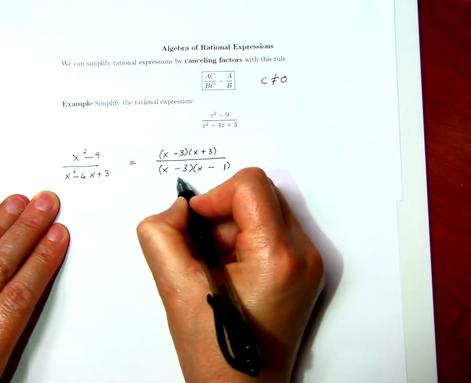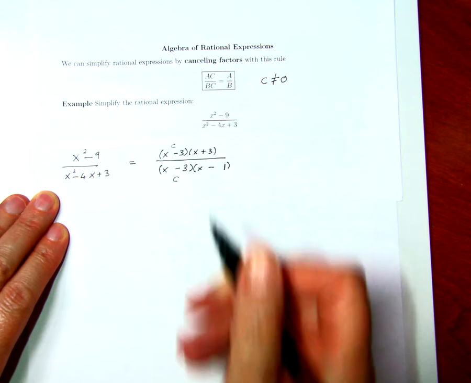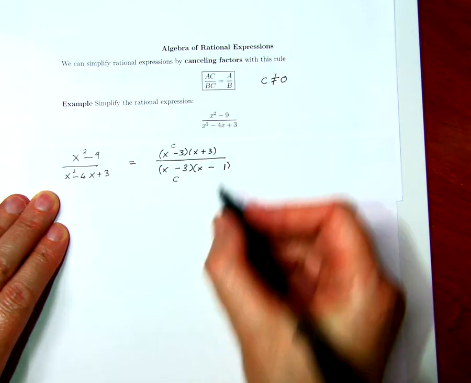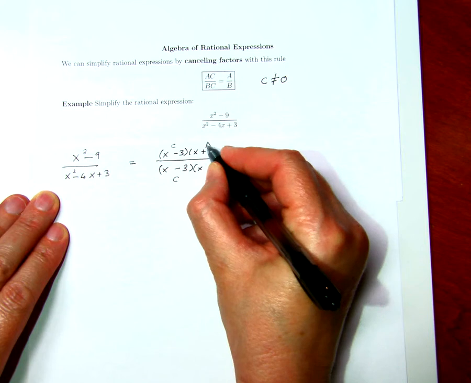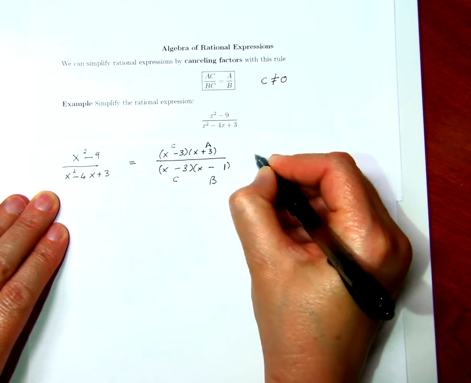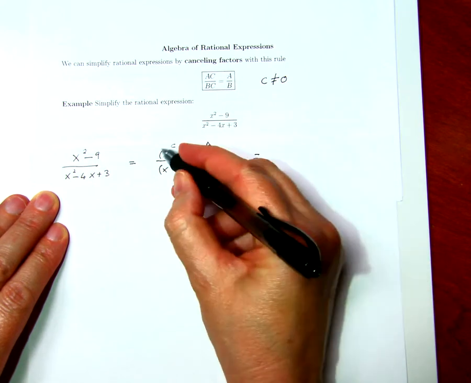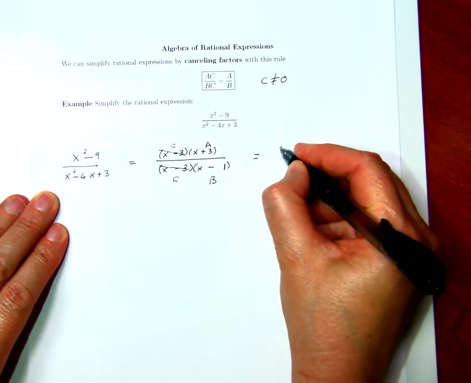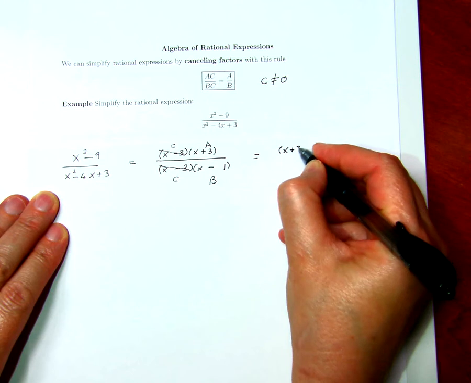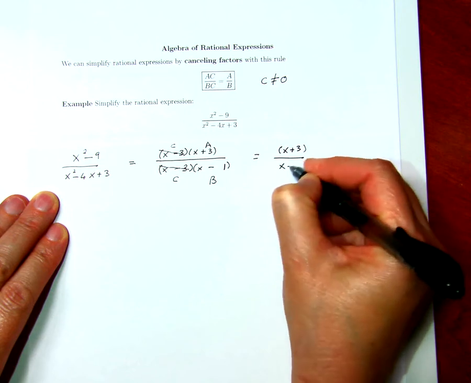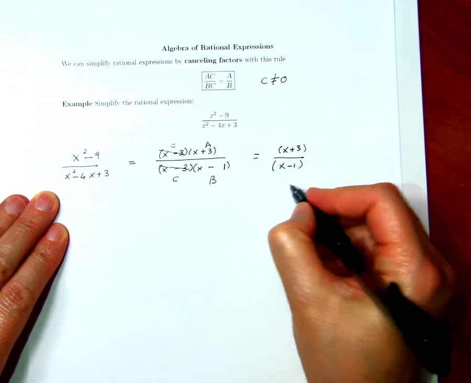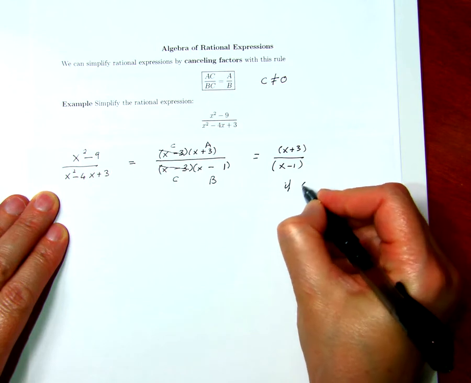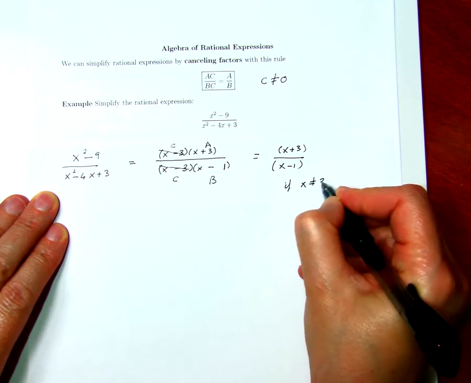Now this is my c here, x minus 3. It's common to both numerator and denominator. This is a and this is b. And what we're saying here with this rule is that I can cancel the x minus 3. So this is a over b, x plus 3 over x minus 1, as long as x is not equal to 3.